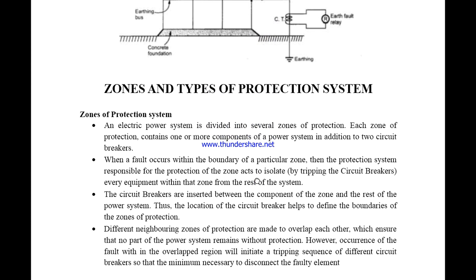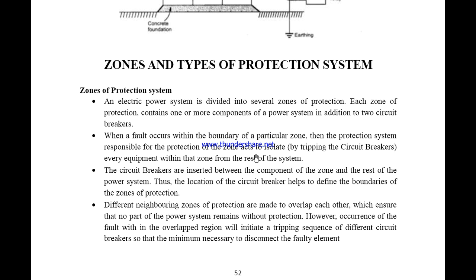Next, zones and types of protection. We have already discussed in earlier lectures what the zones are. There are different zones: generator zone, transformer zone, busbar zone, transmission line zone, then consumer load side zones, etc. All these zones have to be individually protected. So they will be provided with some primary protection. That primary protection will not only cover that particular zone.